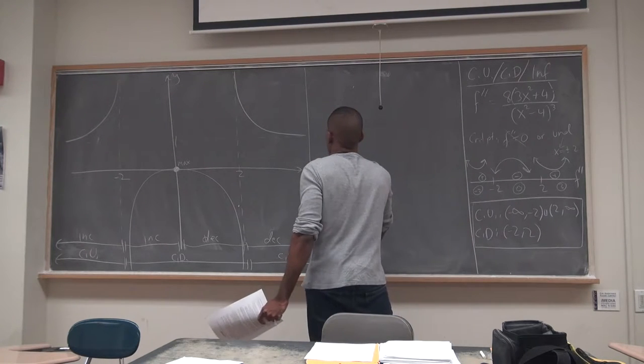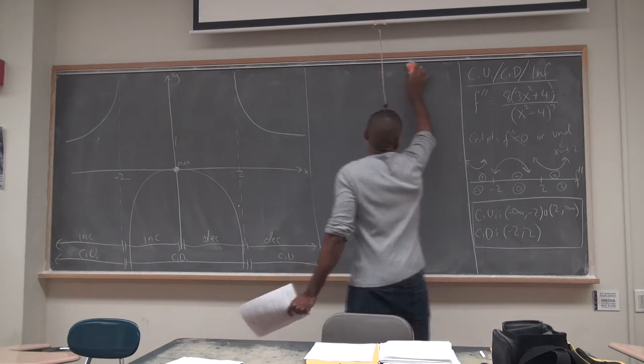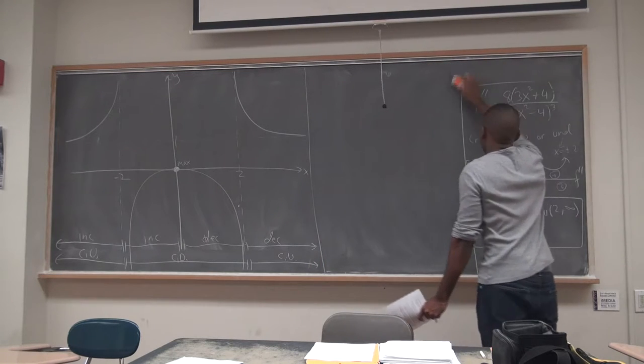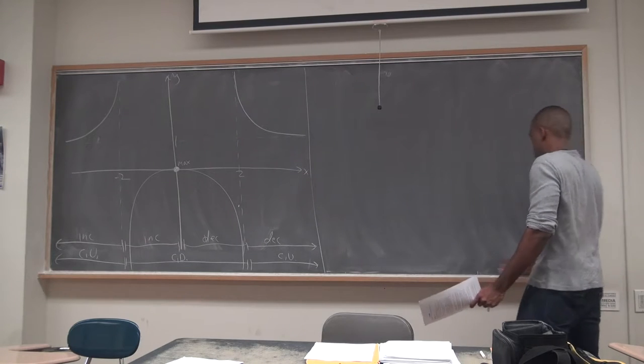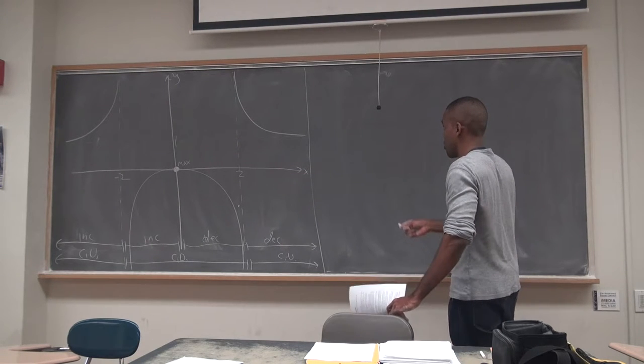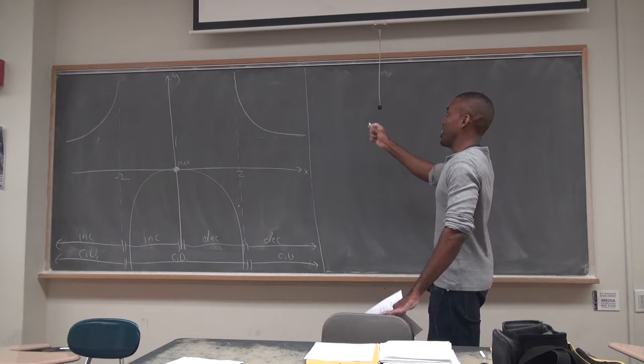Can you do example B slower, please? Slower. To do example B slower. Example B. Okay.